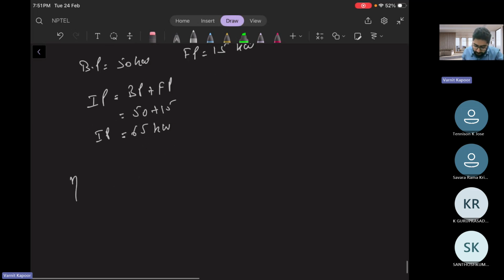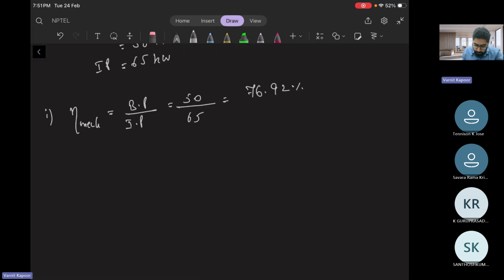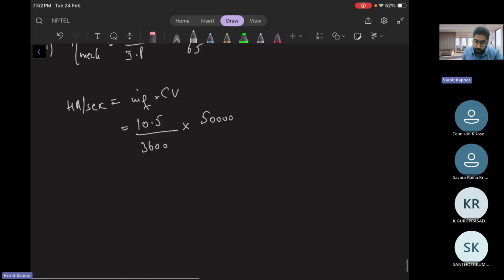Mechanical efficiency, the first part, is nothing but brake power to that of indicated power. Brake power is 50, indicated power is 65. It will be 76.92%. Also, we can calculate heat added per second. That is mass flow rate into calorific value. Mass flow rate is given as 10.5 kg per hour, so in seconds it will be divided by 3600, and calorific value is given as 50,000 kilojoule per kg. It will come out to be 145.8 kilowatt heat added per second.